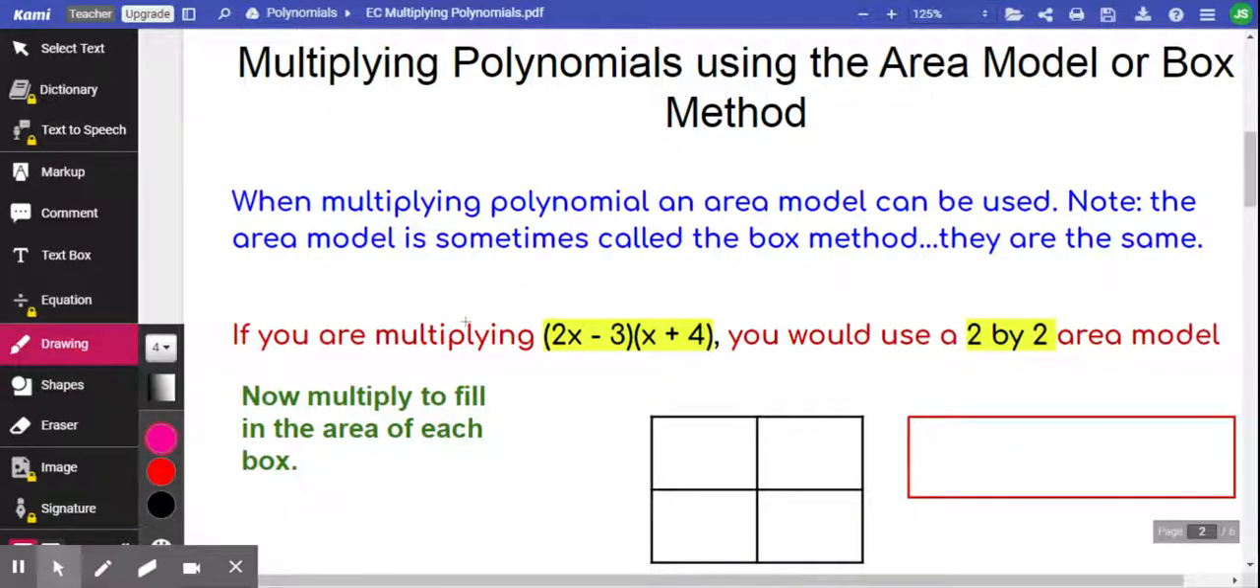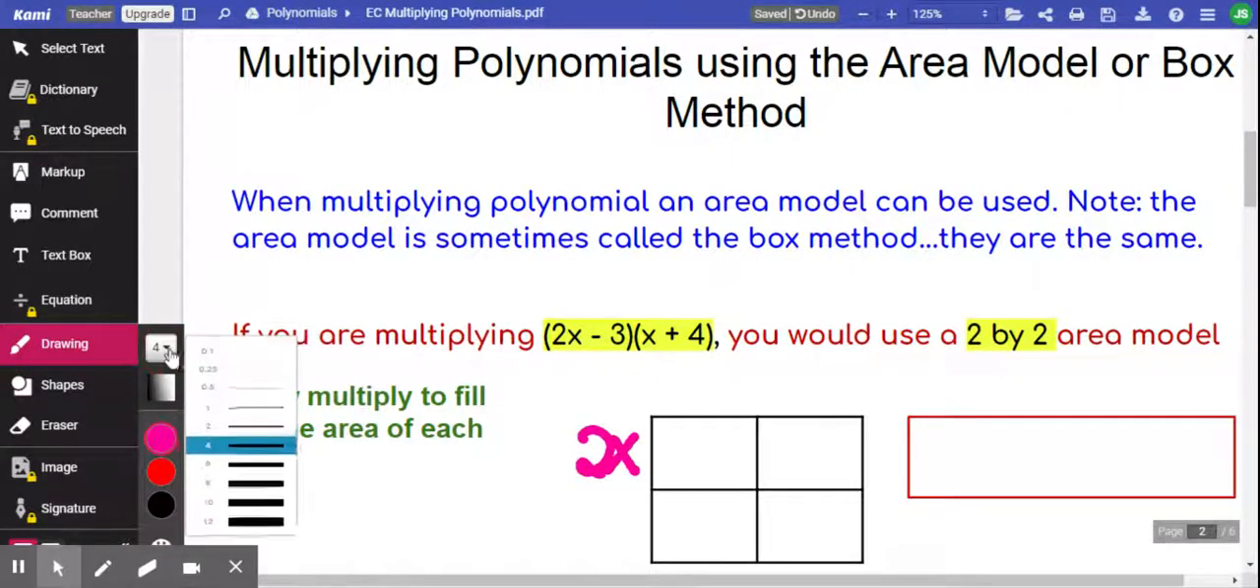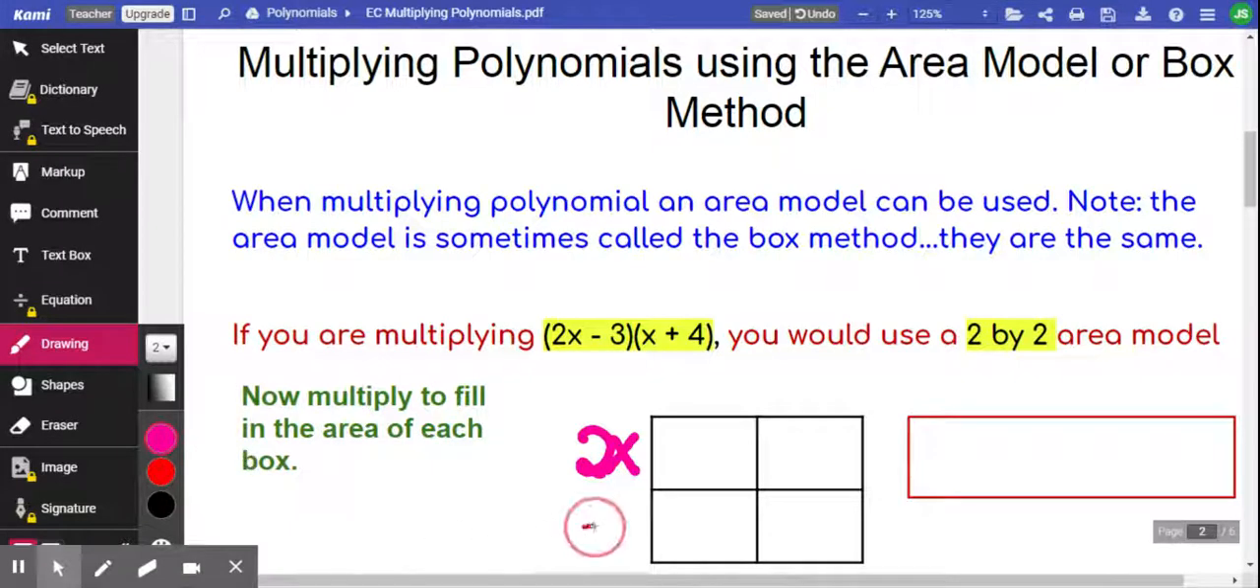And don't mind me, I am using a slightly different technology right now. So I'm trying it out. So our first one here, I'm going to fill in 2x. Ooh, that's really thick. Hold on. So we have 2x. And let's make that a little thinner.